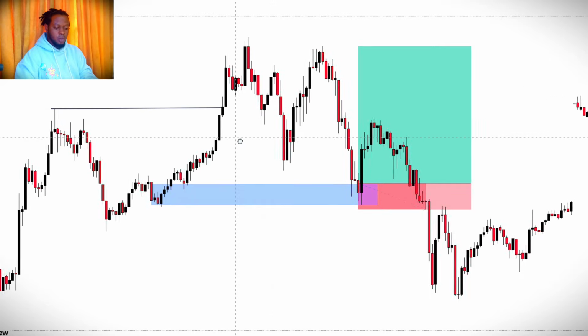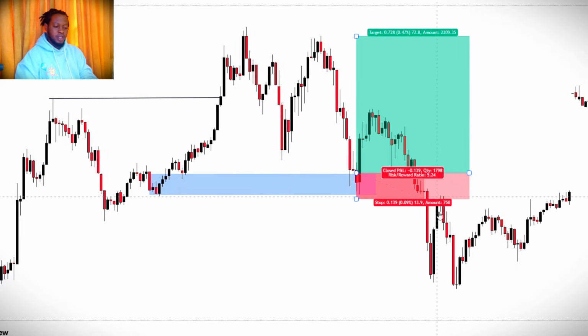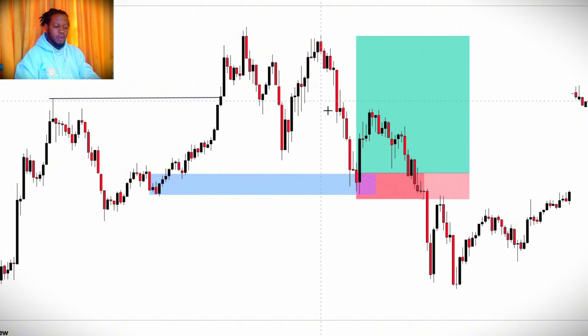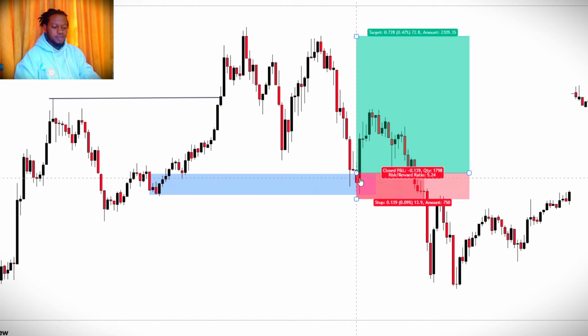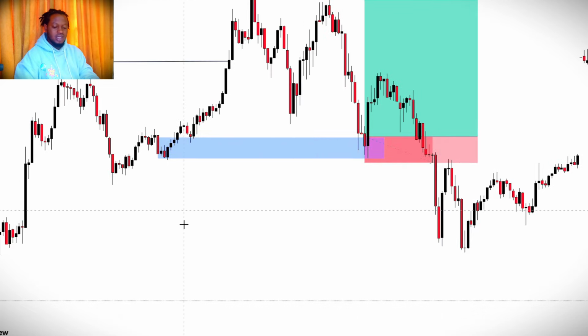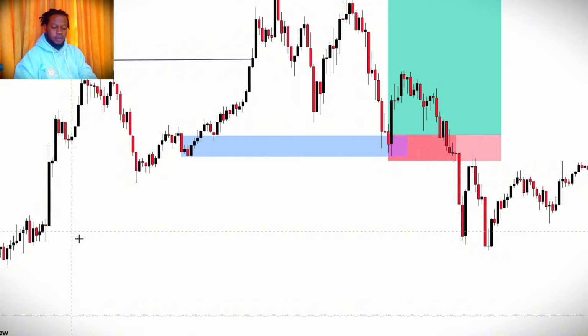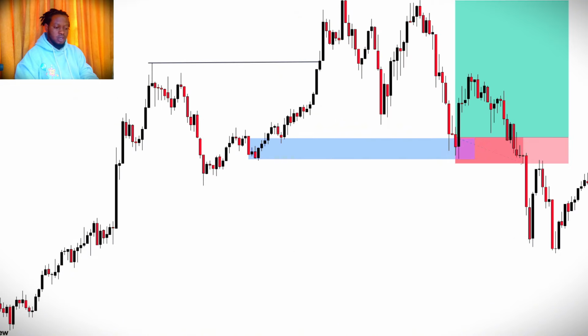So now assume that this has not played out yet and you have price tapping into your demand zone. You are definitely going to enter for the trade, right? Yes, a lot of retail traders will enter for the trade without having the knowledge that this is an order block right here. This is an order block right here.